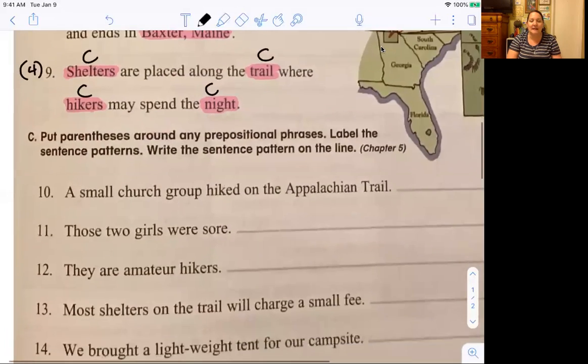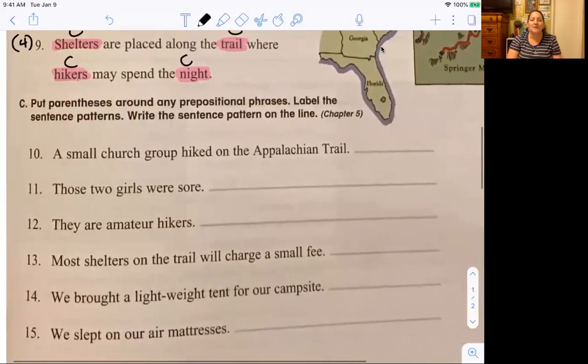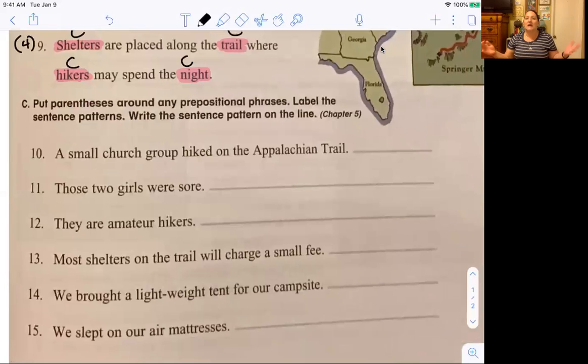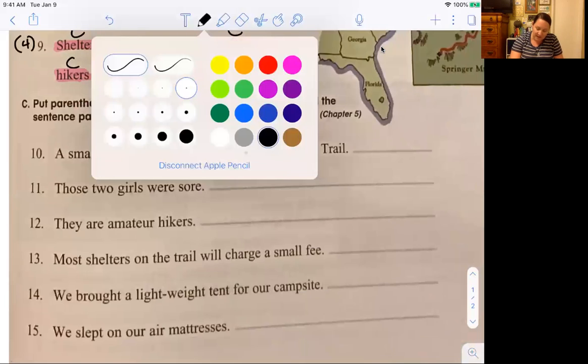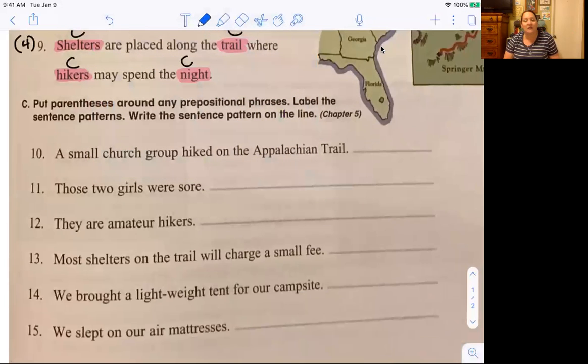Okay, let's look at C. Put parentheses around any prepositional phrases. We are the prepositional phrase kings and queens, right? Label the sentence pattern and write the sentence pattern on the line. So number 10, these are fun because you guys are so good at them. Number 10, a small church group hiked on the Appalachian Trail. What is our prepositional phrase? On the Appalachian Trail.